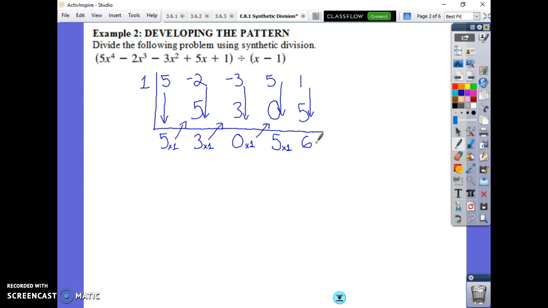5 plus 1 is 6. Once you have this last number under your last number here, you're done. So you're not multiplying by 1 again. Now you have to understand how you are reading this.